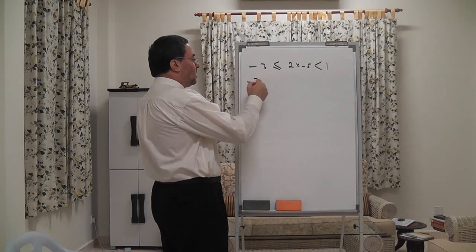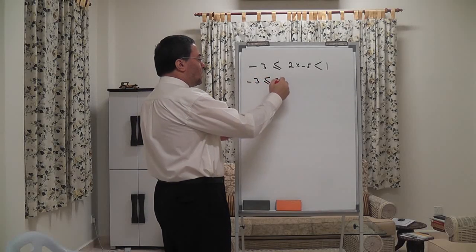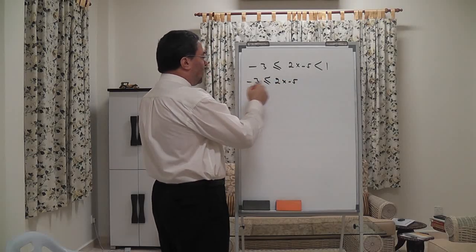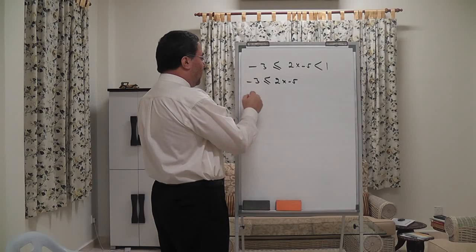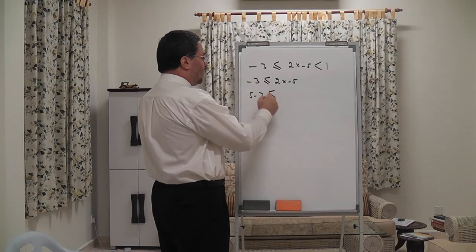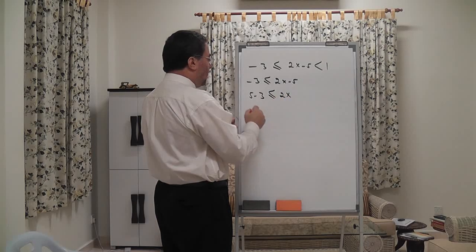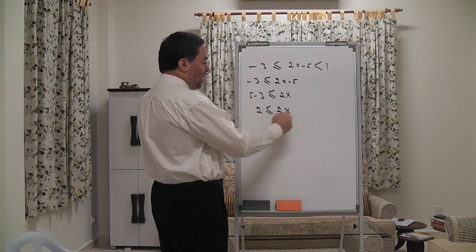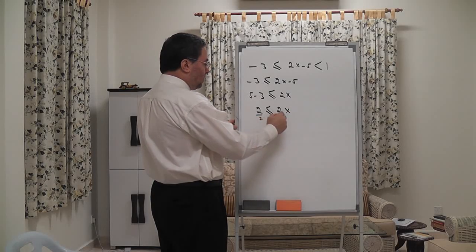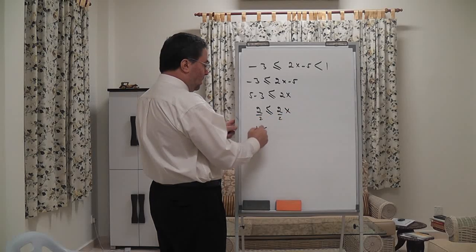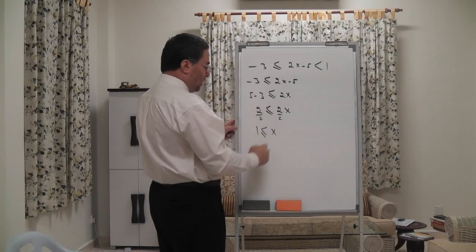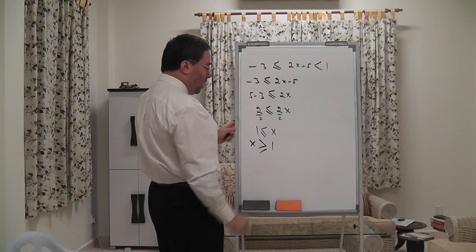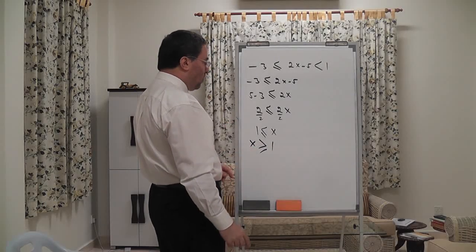The first one is minus 3 less than or equal to 2x minus 5. Let's solve this. We take the 5 to this side, so we get 5 minus 3 less than or equal to 2x, and here 2 less than or equal to 2x. We divide by 2 both sides, and we get 1 less than or equal to x, which means x more than or equal to 1. So this is our first inequality.